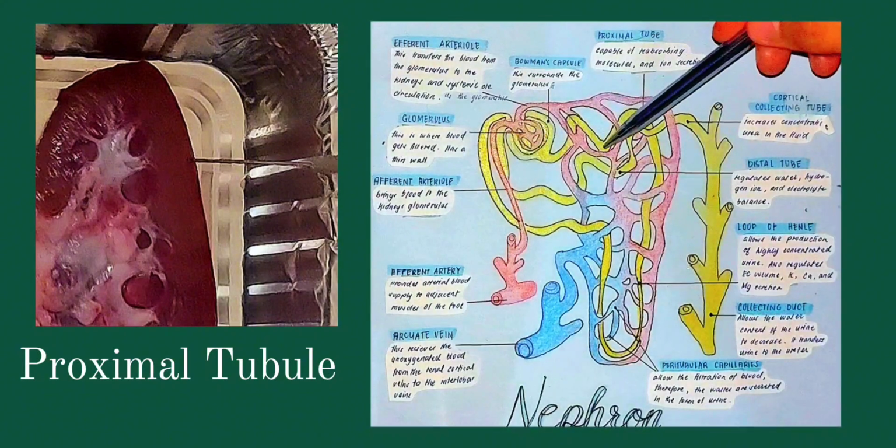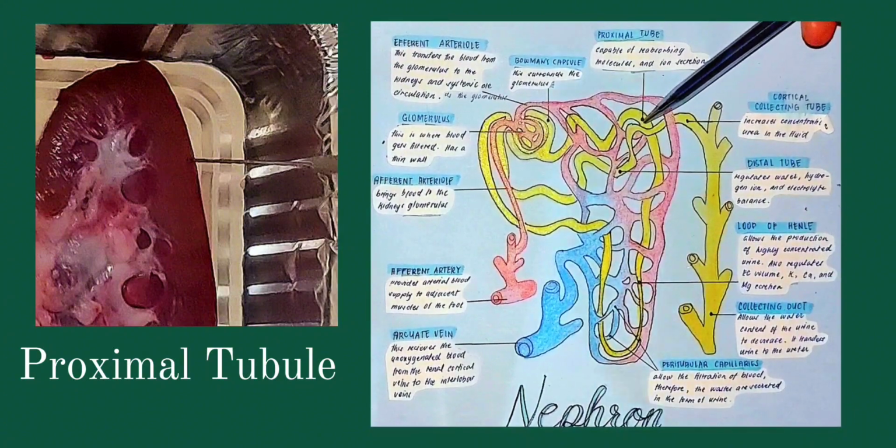The next is tubular reabsorption. This occurs in the proximal tubule part of the renal tube. The proximal tubule is composed of simple cuboidal epithelial cells, which helps in increasing the surface area. Therefore, the proximal tube is highly capable of reabsorbing molecules, specifically water, sodium, potassium, chloride, glucose, amino acids, and bicarbonate.